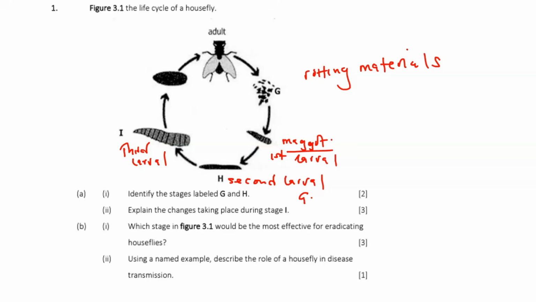G, of which G equals what? For G, we are looking at eggs. So the egg stage there, we can say. So eggs. Then what about H?